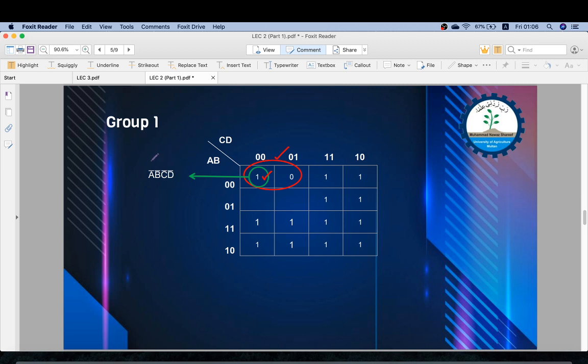In previous examples, from the equation we marked the K-map, but when we are doing grouping, we write the variables, or you can say the equation, from the group. So what will be the equation for this 1? A and B are complemented, C and D are also complemented. So it will be A complement, B complement, C complement, D complement. So this is our first group.